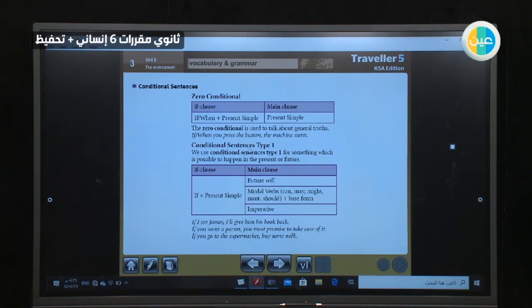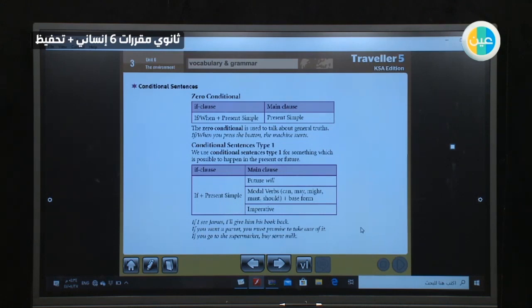Okay, conditional sentence type 1. The if clause is if plus present simple, and the main clause is future will. You can use other modal verbs, as we said, like can, may, might, must, should, plus base form. If I see James, I will give him his book back. If you want a parrot, you must promise to take care of it.